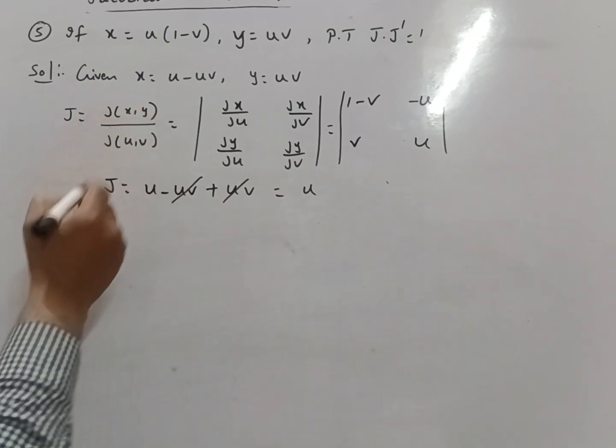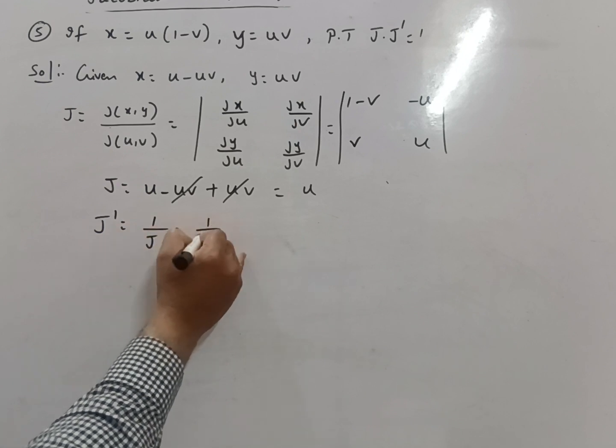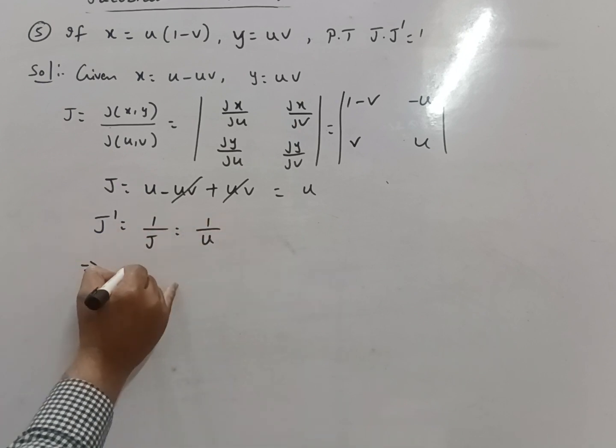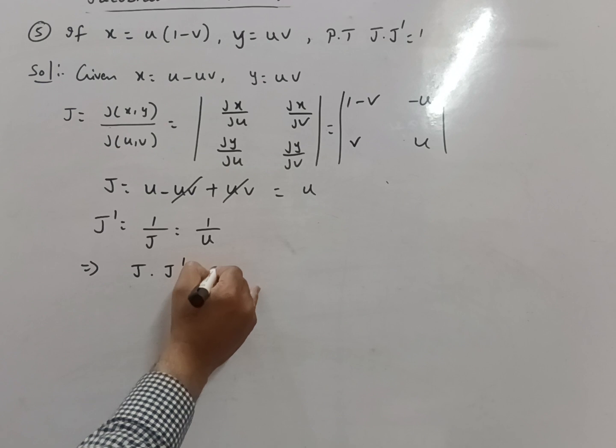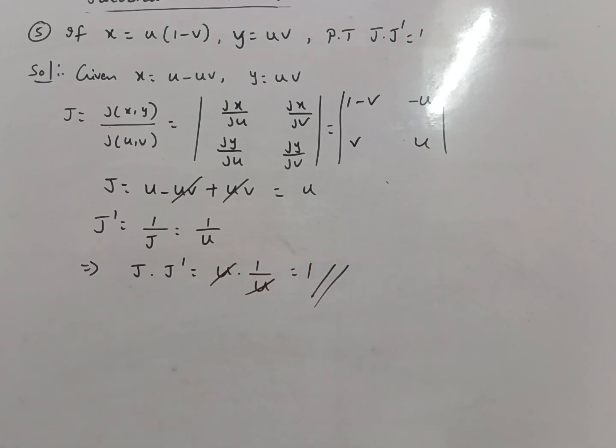So now he's asking j dash. J dash is equal to what? 1 by j. That means 1 by u. This implies j into j dash, u into 1 by u. U and u got cancelled. How much did we get? 1. That only we have to prove, right? So important here, Jacobian. So j into j dash is 1. This is for a 2 marks problem.